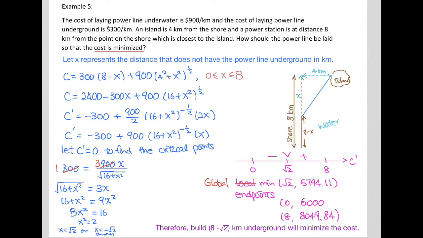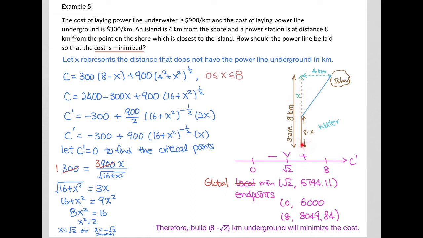The amount of power line under the water can be found by using the Pythagorean theorem: a squared plus b squared equals c squared. That means x squared plus 16 equals the distance for the power line under the water squared. So the distance under the water will be the square root of 16 plus x squared. After we have the equation, we're going to find the domain. Look at the possible values for x. The minimum will be 0, and the maximum x value will be 8.